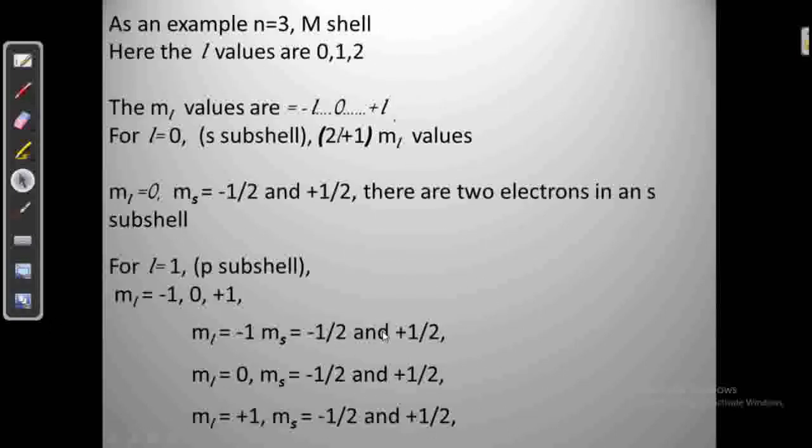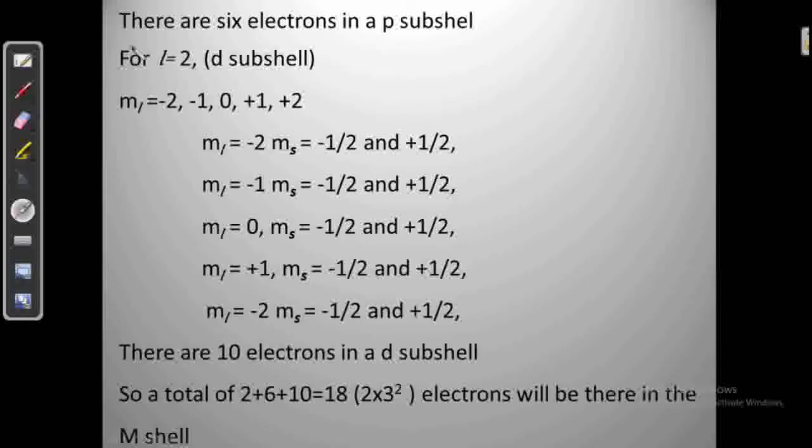So this is the P subshell. The next is l equal to 2, that is the d subshell. When l equal to 2, that is the d subshell, the m_l will take 2l plus 1 values. Since l is equal to 2, there will be 5 values for m_l, that is from minus l through 0 to plus l: minus 2, minus 1, 0, plus 1 and plus 2.